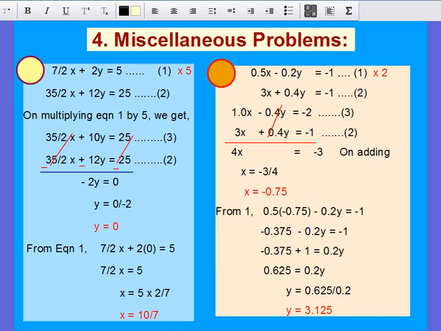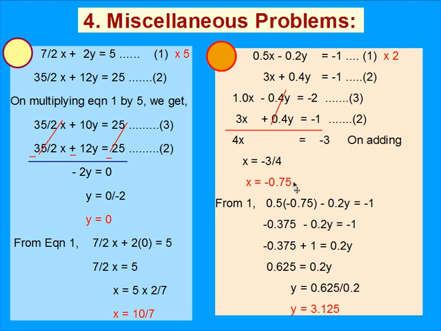Now these are miscellaneous problems. In miscellaneous problems you can apply any method. There the teacher had mentioned the method, here the teacher will not mention the method, so you can apply any method. 7 upon 2x plus 2y equal to 5. 35 upon 2x plus 12y is 25.